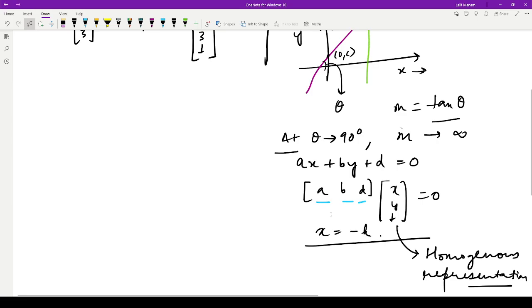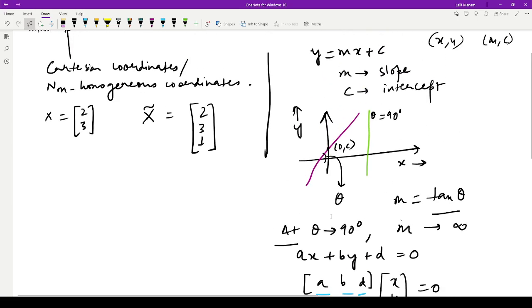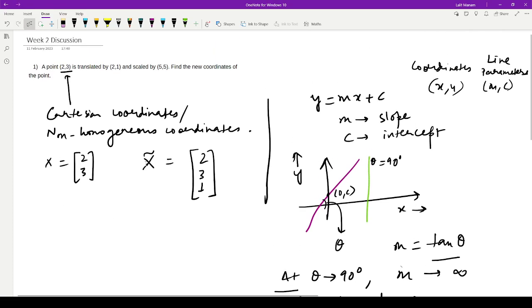That's why we would like to use homogeneous representation. It is more stable in the sense that you can represent all possible combinations of lines, for instance in this 2D case, rather than depending on changing conventions. Okay, so given that we now have an idea of homogeneous coordinates, we'll come back to the question.